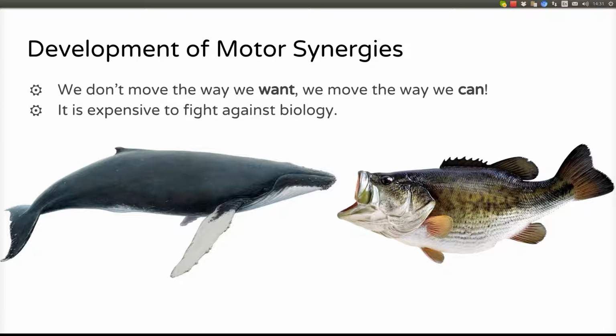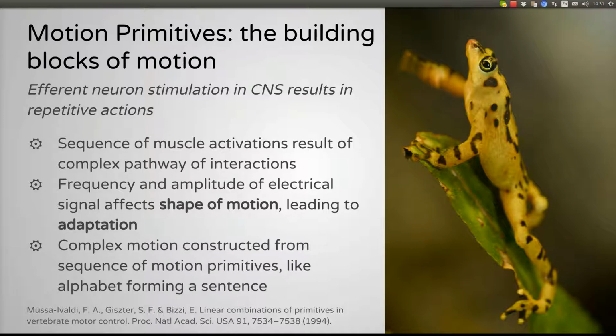And the principle here is that it is really expensive to fight against your biology and the environment in which you're immersed. So moving further from motion synergies or motor synergies, we can start talking about motion primitives. Motion primitives are defined by essentially the efferent neuron stimulation in the central nervous system.